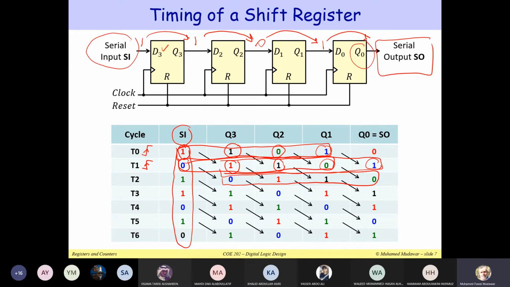Doctor, Q1 at the first cycle, how is it 1? Well, that is stored inside it. So at T0, that is 1. Initially, I'm assuming that you have initialized Q3, Q2, Q1, and Q0. Then next cycle, you are shifting them. You provide a serial input here, and then you shift. Then you provide another serial input, and then you shift.